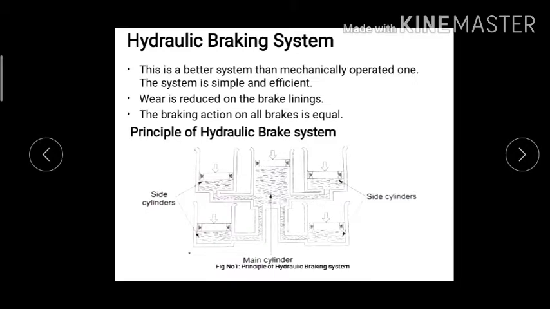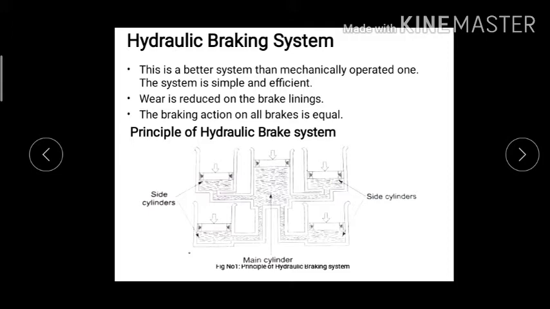This hydraulic braking system is better than the mechanically operated one, and it is very simple and efficient in working, and wear is reduced on the brake linings. This wear is what we get when there is contact between the brake shoe and the brake drum. And the braking action on all the brakes is equal, meaning all the wheels.